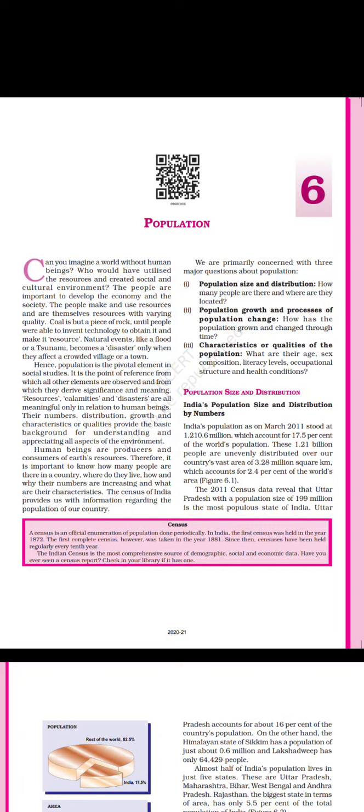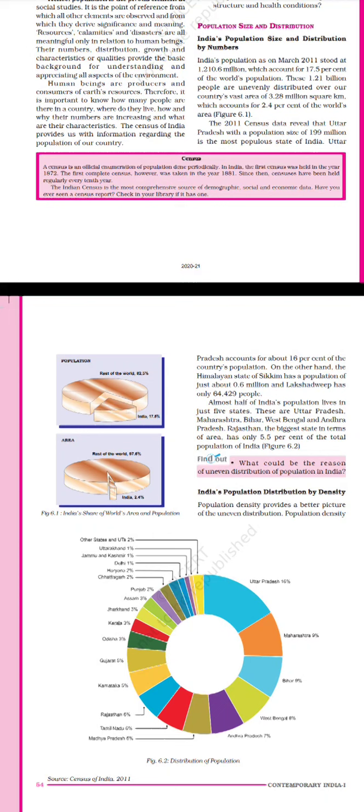On the other hand, the Himalayan state of Sikkim has a population of just about 0.6 million and Lakshadweep has only 64,429 people. Almost half of India's population lives in just 5 states. These are Uttar Pradesh, Maharashtra, Bihar, West Bengal, and Andhra Pradesh, Rajasthan. The biggest state in terms of area has only 5.5% of the total population of India.